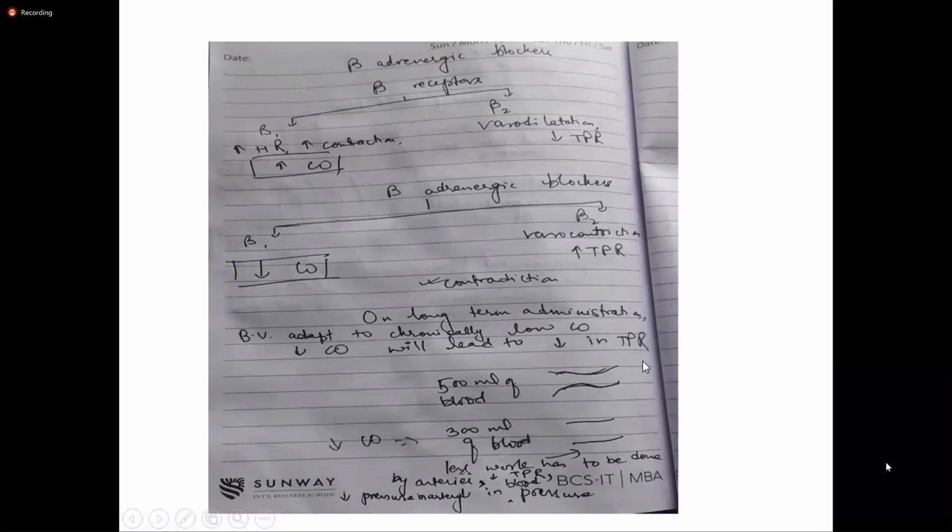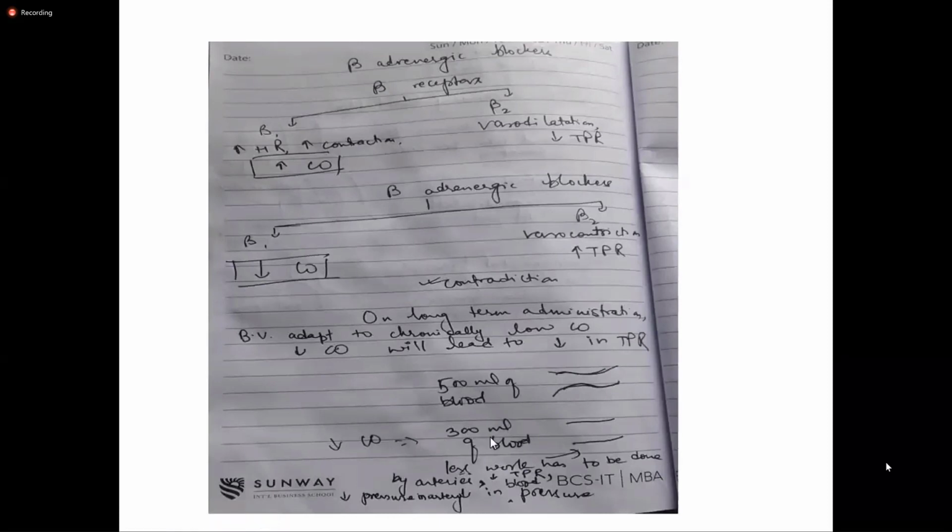For example, in any blood vessel, suppose 500 ml of blood is flowing out as cardiac output. If this cardiac output has been reduced and the 500 ml of blood has been reduced to 300 ml, then, for passing 500 ml of blood through that particular blood vessel, the arteries have to do more work. So there will be an increase in peripheral vascular resistance, but cardiac output is reduced due to the use of these non-selective beta blockers.